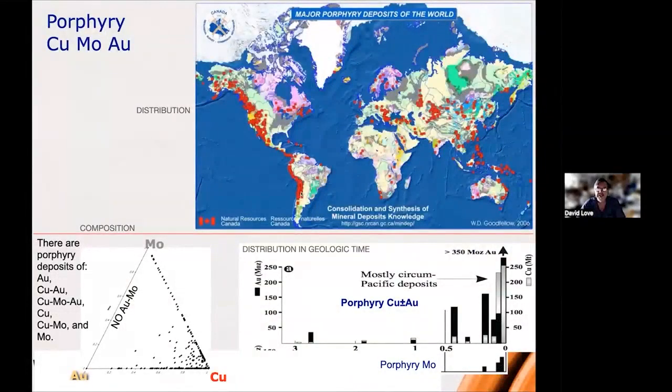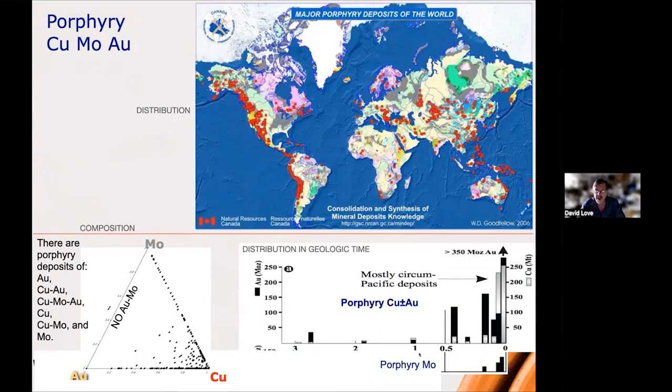Worldwide, these things are distributed in particular geographic belts, like the west coast of South America, where the Pacific plate here is subducting under the South American continent, and we have lots of volcanoes, and we have lots of porphyry copper deposits exposed, which are the eroded roots of volcanoes.